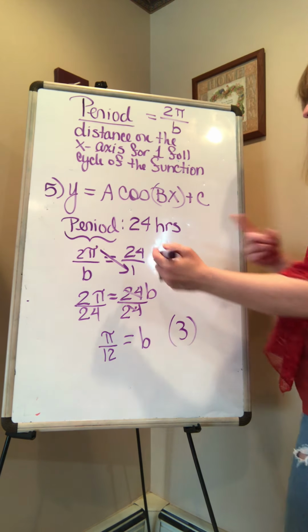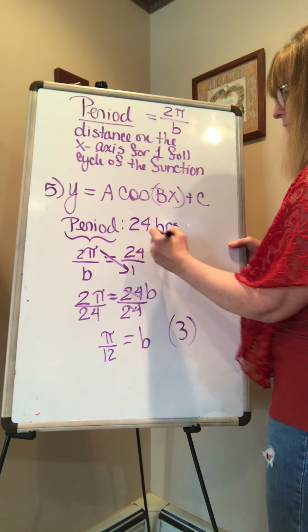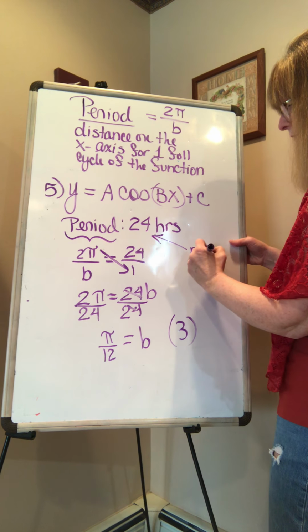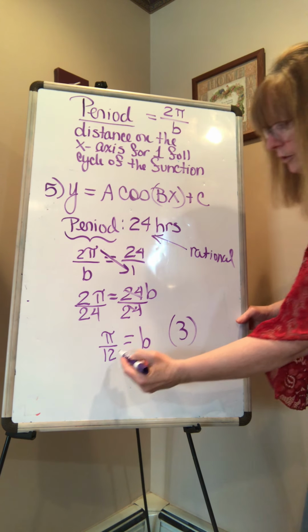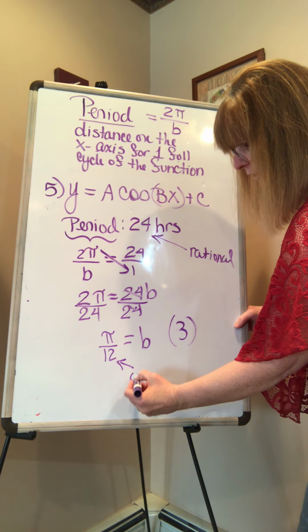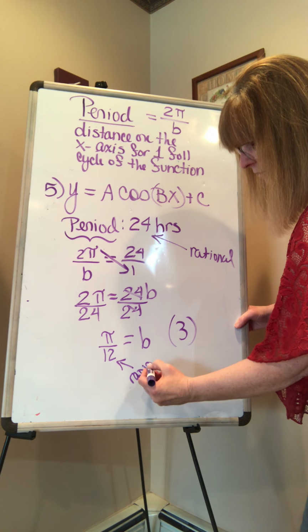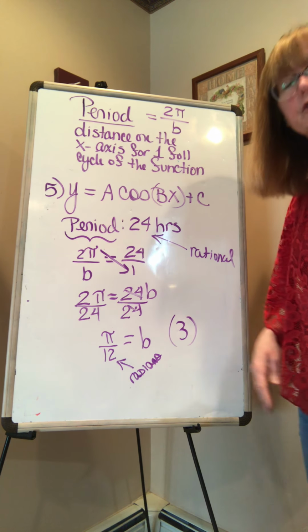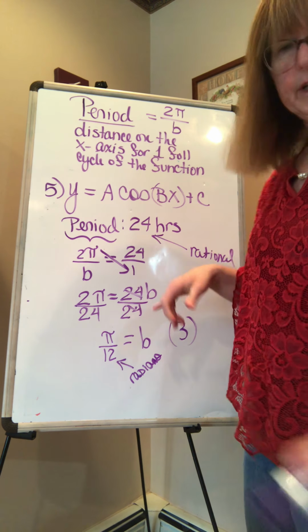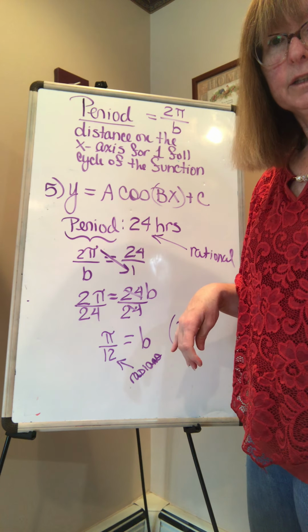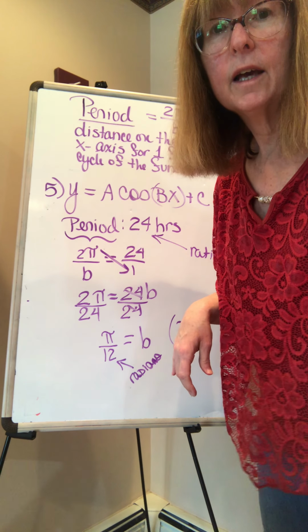So when my period is rational, my frequency is in radians. And if my frequency is in radians, my period will be rational. So I hope this helps. Good luck.